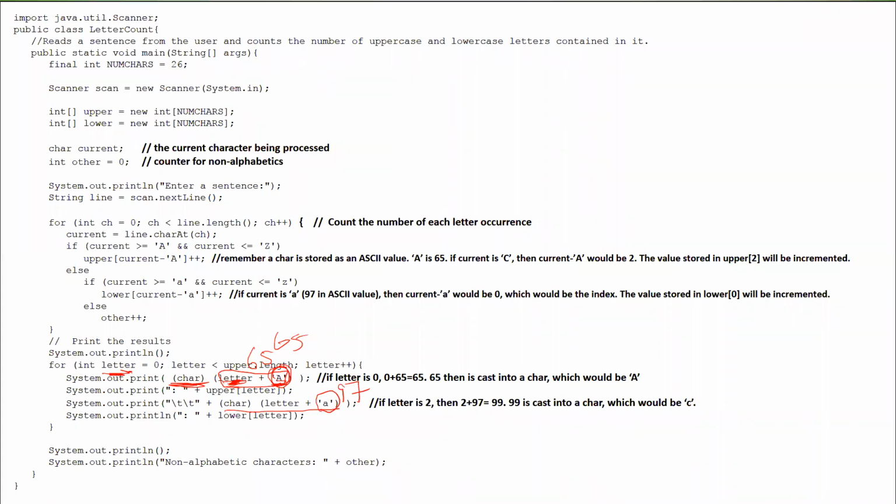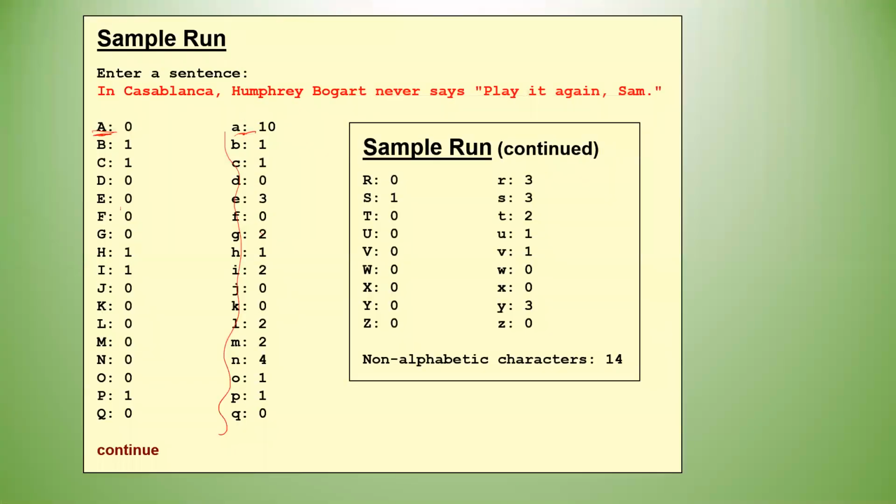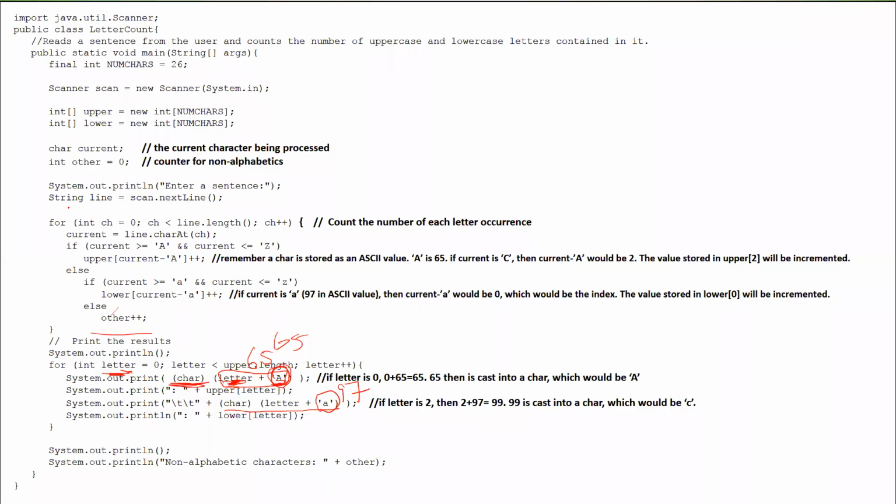So you basically have 52 characters, uppercase and lowercase. And then you have other, which is non-alphabetical characters. That's what you see here: non-alphabetical characters, 14. Okay. Any other questions?